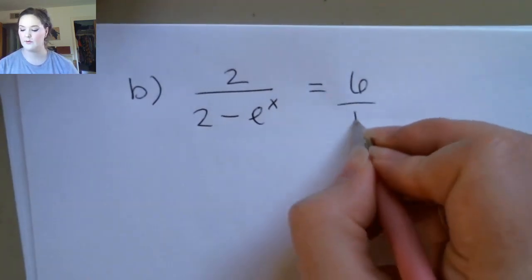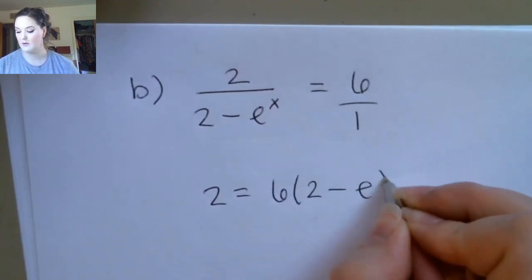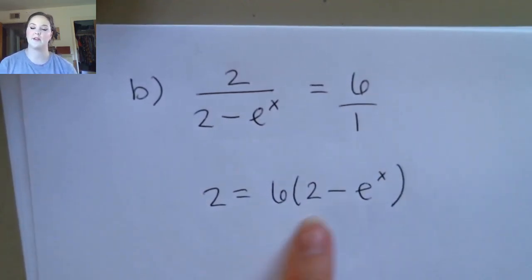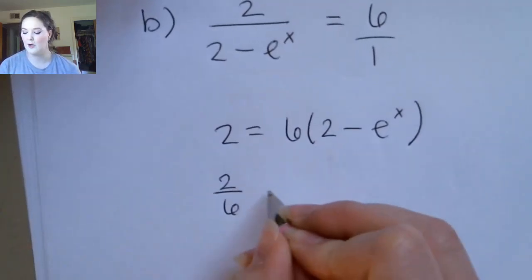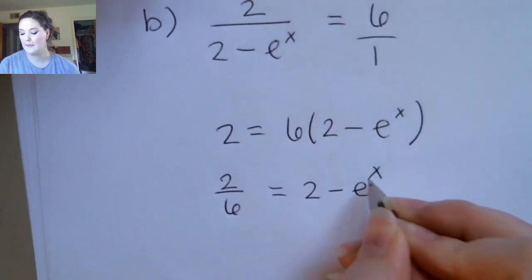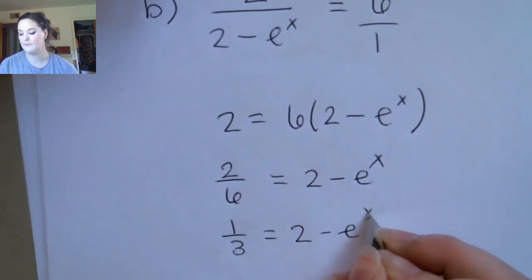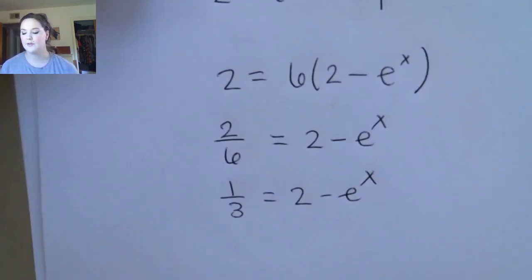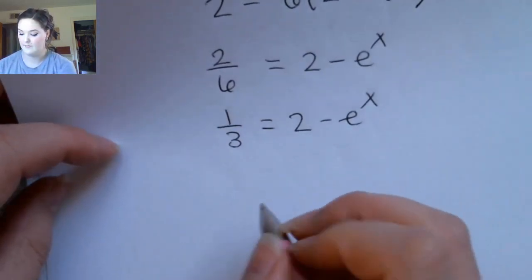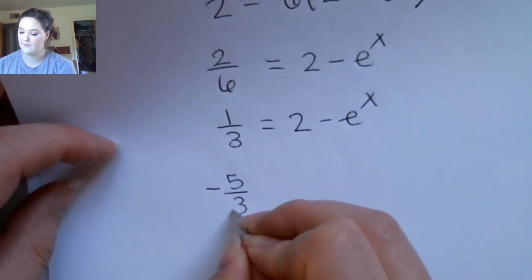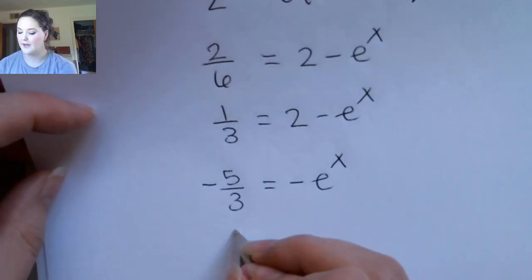Okay, so again, we're going to use cross multiplication. This time instead of multiplying this out, I'm actually going to start by dividing both sides by 6, just showing you some options. I'm going to simplify. Now I'm going to subtract 2 from both sides. And I'm going to divide both sides by -1.